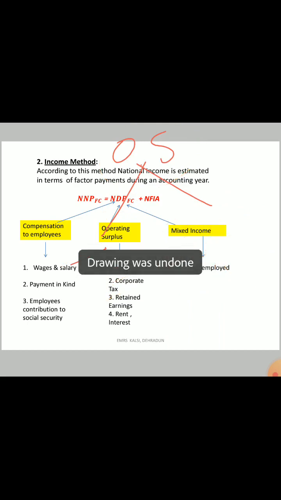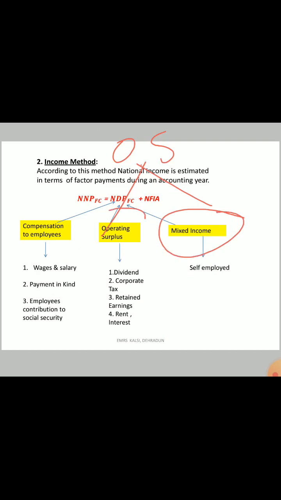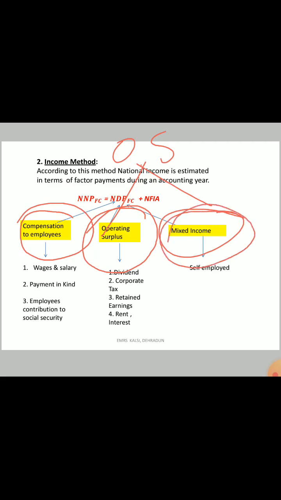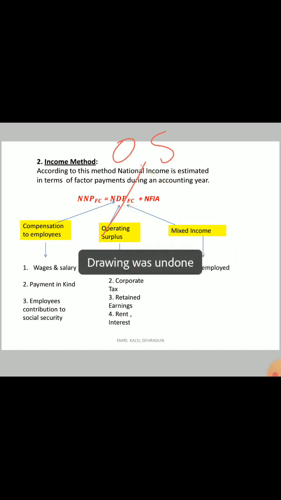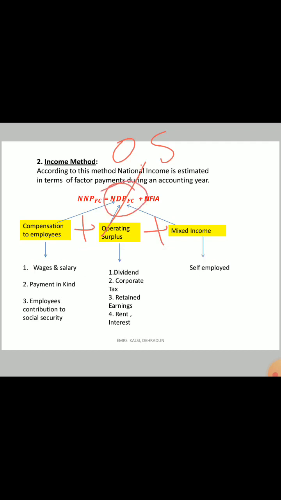Now the next, very simple part, is mixed income. Earlier we learned about the businessmen, the big owners of a firm, and about the employees. Now there are a few self-employed people: the shopkeepers, hawkers, rehri wala. Those incomes will be counted in the category of mixed income or self-employed. By adding these three, we will get NDPFC.